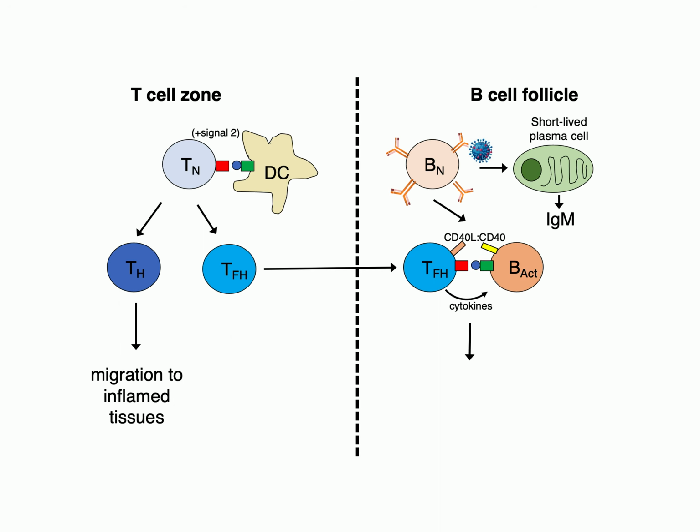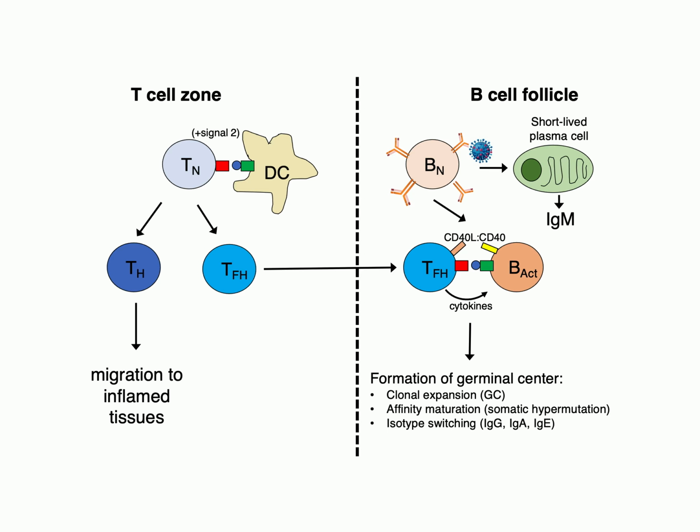of cytokines. This leads to the formation of a germinal center, which is characterized by rapid clonal expansion, affinity maturation due to somatic hypermutation, isotype class switching, the formation of long-lived plasma cells, and the formation of memory B cells. The formation of a germinal center and all these functions of a germinal center are absolutely dependent on helper T cells interacting with these B cells within the B cell zone of the secondary lymphoid organ.